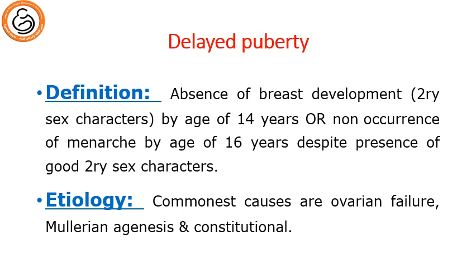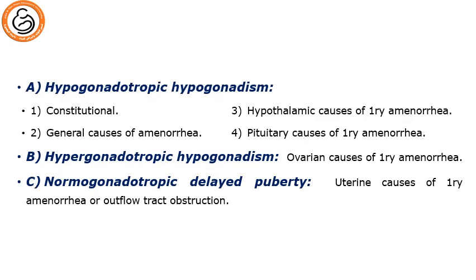The etiology: the commonest cause is ovarian failure, which is the primary type; Mullerian agenesis due to obstruction of the duct to the outside by any defect in the uterus, cervix, or the upper part of the vagina; and sometimes the condition is constitutional. We have three types. The hypogonadotrophic hypogonadism, where there is a lower level of gonadotropins released from the pituitary, and in turn the gonads are underactive, which is sometimes constitutional.